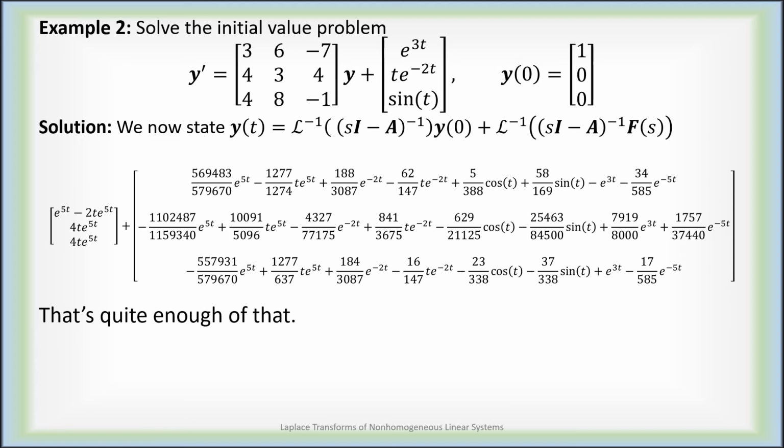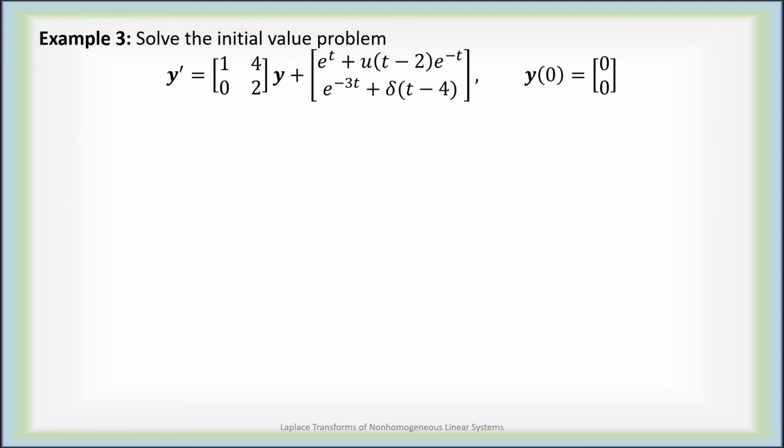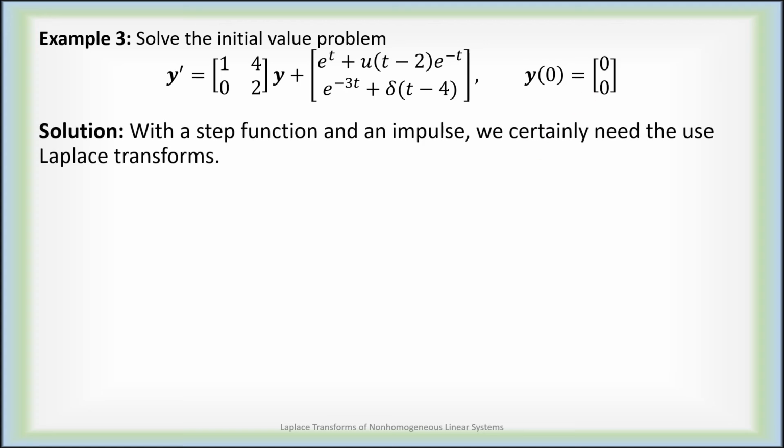So that's enough of problems quite this terrible. For our third example, let's go back to a 2x2. Here is our system. However, notice that the forcing function involves step functions and an impulse. However, our initial conditions are all 0. But with a step function and an impulse, even as we learn other techniques to solve non-homogeneous systems, Laplace transforms are going to be the way to go for this one.